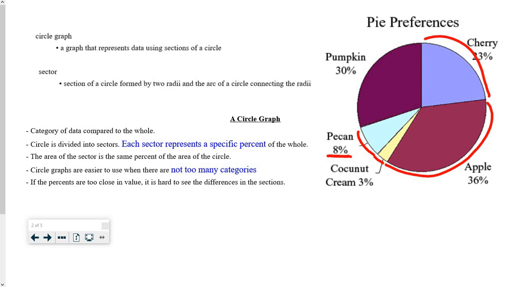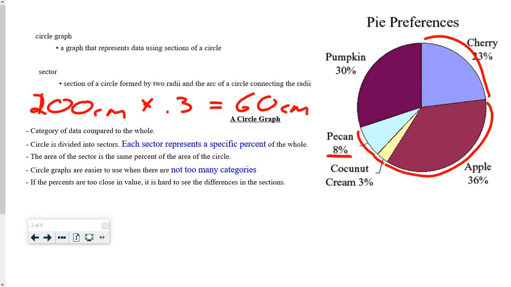Each sector represents a specific percent of the whole, like pumpkin. Pumpkin represents 30%. The area of the sector is the same percent of the area of the circle. So if the circle's area is 200 square centimeters, and the sector is 30%, we multiply by 0.3, and that would equal 60 square centimeters. So 30% would equal that percent of the area of the circle.